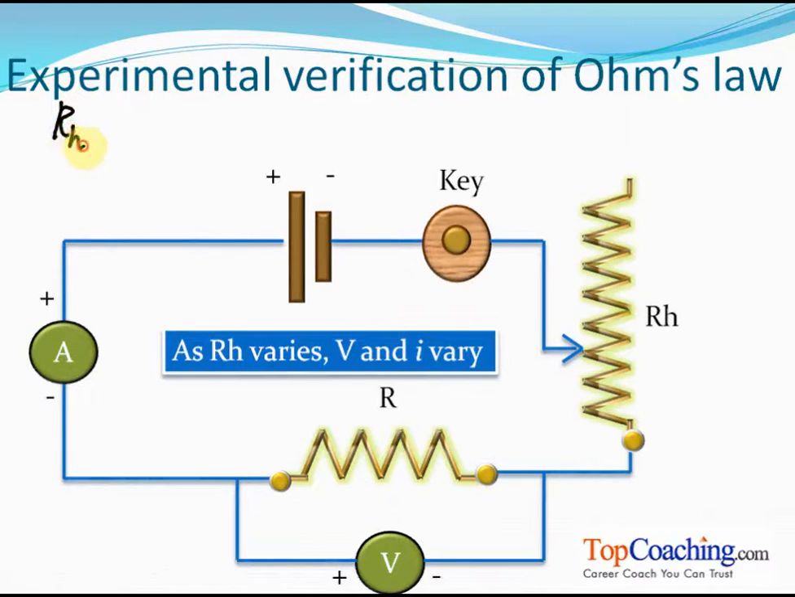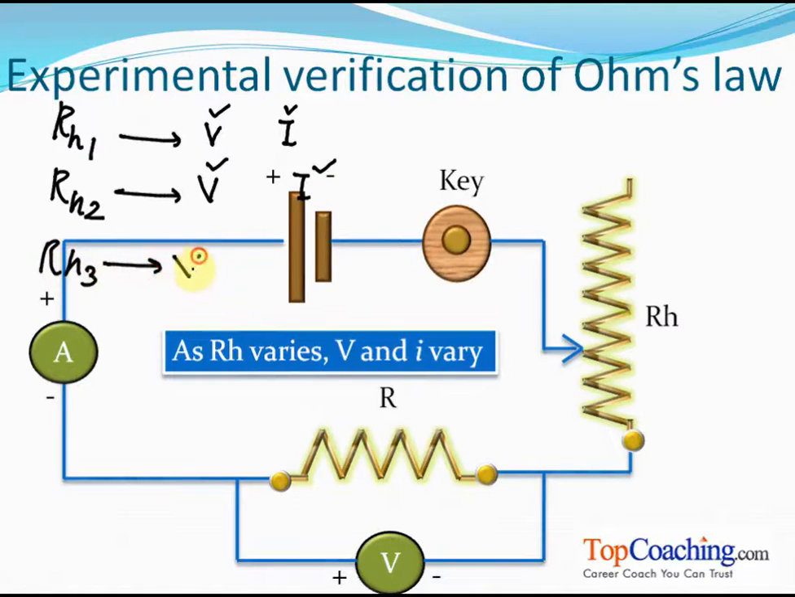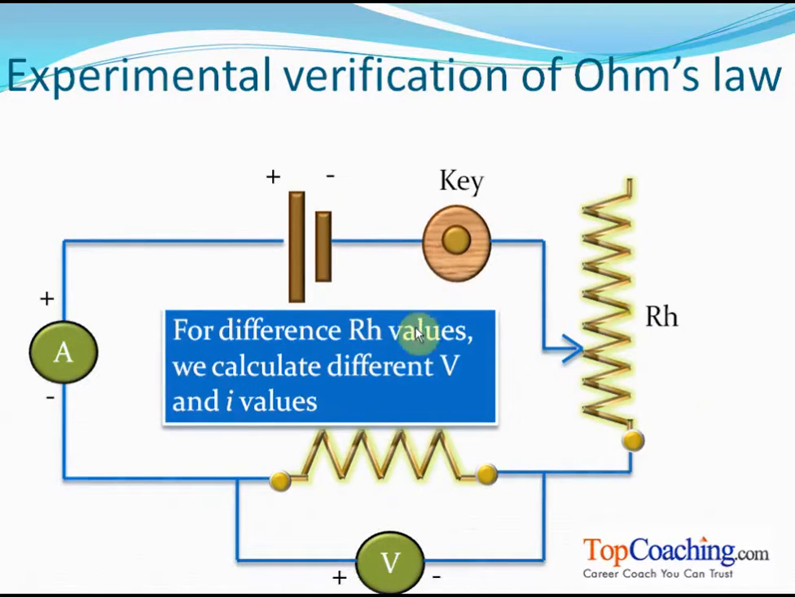Rheostat resistance value 1 has this value of voltage and this value of current across the resistance R. Rheostat's resistance value 2 has this value of voltage and this value of current. Rheostat's resistance value 3 has this value of voltage and this value of current across the resistance capital R. So we note down a lot of voltage and current readings as we keep on varying the rheostat resistance. Then, after we've noted down a sufficient number of readings, we plot a graph between different values of V and I for different RH values.